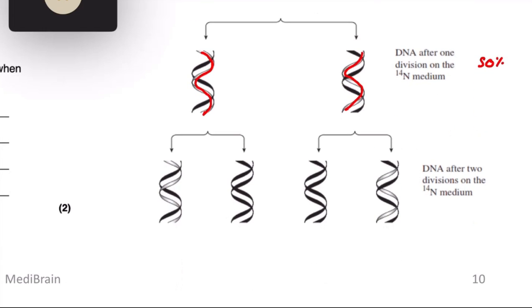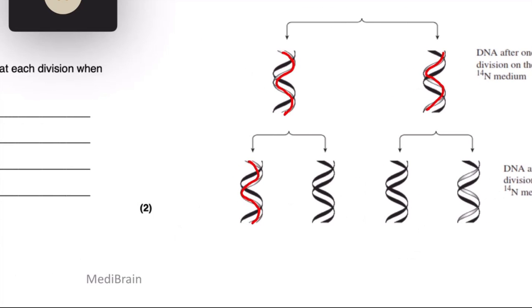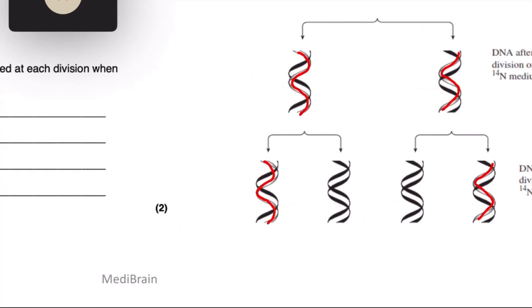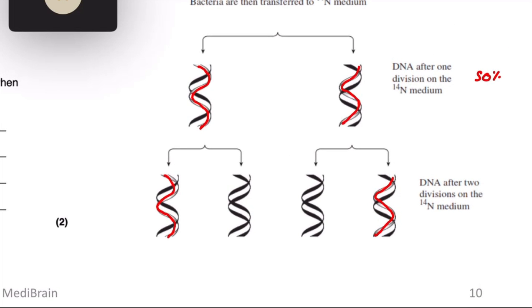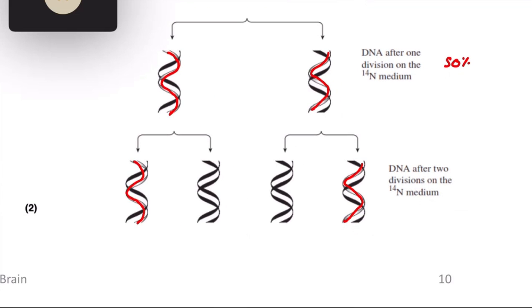Over here, we have two out of 1, 2, 3, 4, 5, 6, 7, 8. There are 8 strands altogether. These are 4 double helixes, and each double helix has 2 strands of DNA. So there are 8 strands of DNA, and only 2 of them have 15 nitrogen isotopes. So 2 out of 8 is a quarter, or 25%.